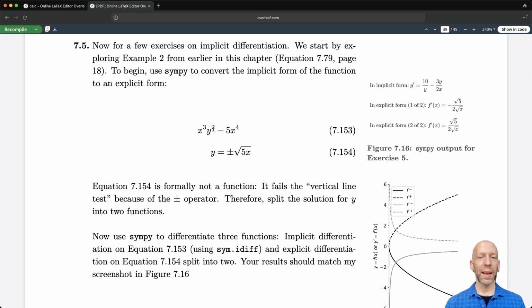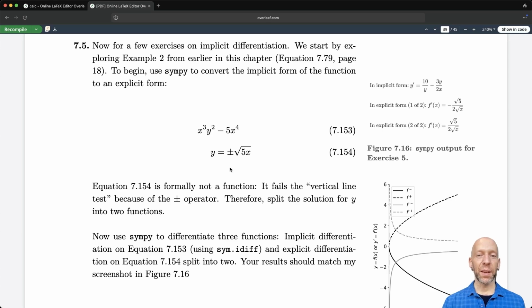Here we have an implicit expression, x cubed times y squared minus 5x to the power of 4. And what you want to do, for starters, is to use SymPy to convert this expression from implicit form into explicit form. The correct answer, the result that you should get SymPy to give you, is y equals plus or minus the square root of 5x.